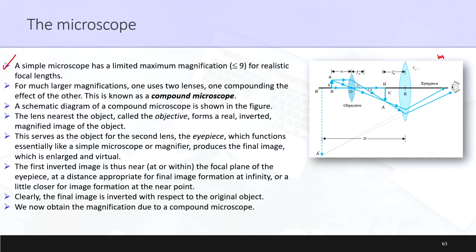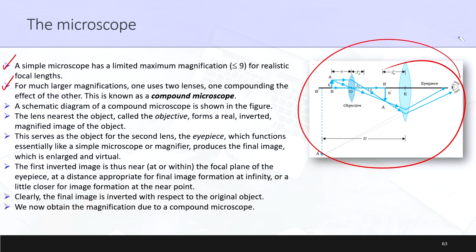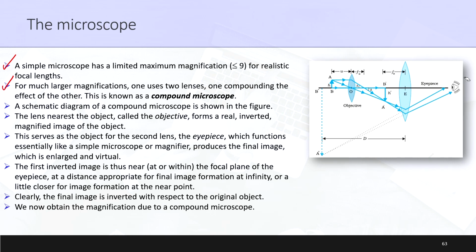If you need a magnification of, let us say, 15, 20, 30, 100 and so on, then a compound microscope has to be used, with two lenses. A schematic diagram of a compound microscope is shown in the figure. This is your eyepiece, this is your bigger lens, this is your smaller lens. You can see the focal length Fe, the focal length Fo, and the magnified image obtained here. Fine. Let us move on.